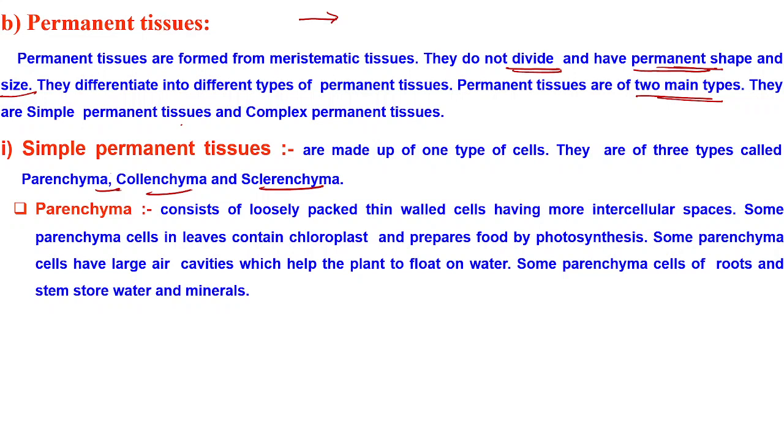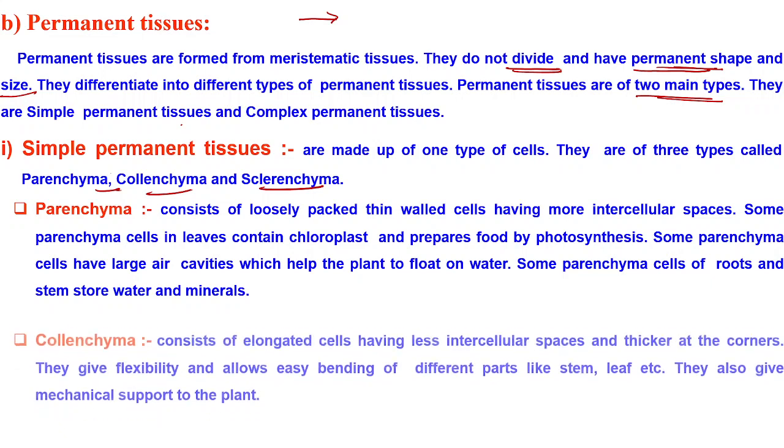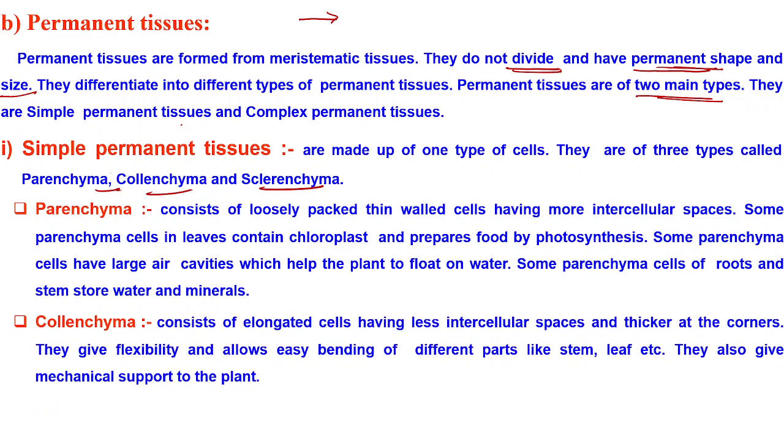and so it is also called chlorenchyma. Next is your collenchyma. Collenchyma consists of elongated cells which have less intercellular spaces and are thicker at the corners. They give flexibility and allow easy bending of different parts like stems and leaves. That is why leaves and stems are flexible, but other parts are stiff and do not bend. Due to the presence of collenchyma, these parts are flexible.